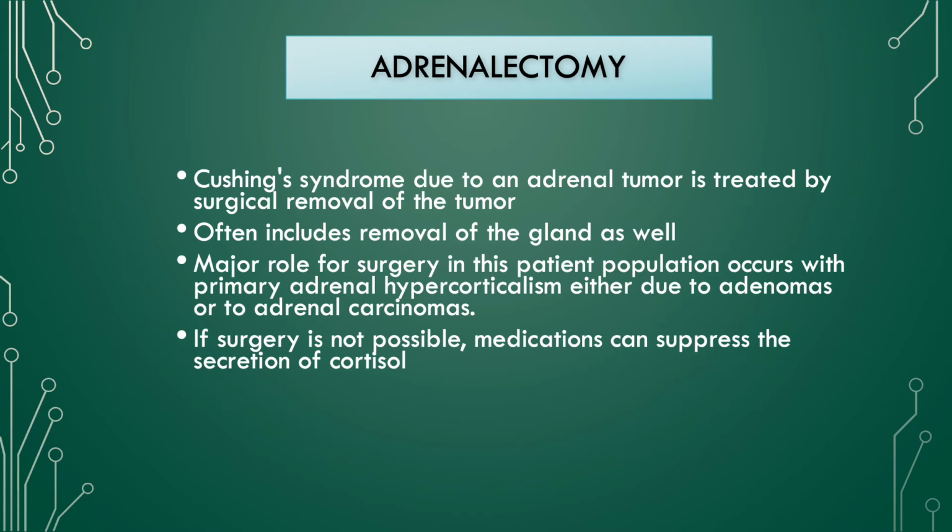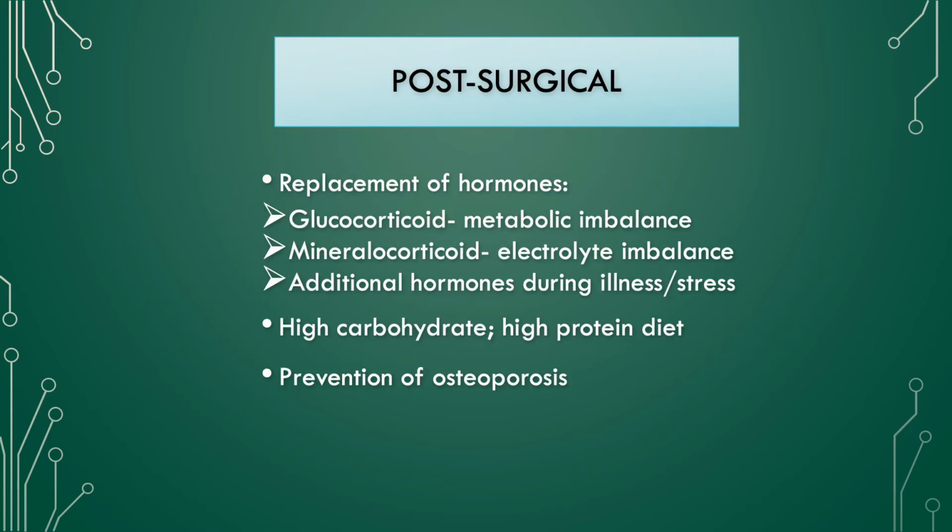Cushing's syndrome due to an adrenal tumor is treated by surgical removal of the tumor, which often includes removal of the gland as well. The major role for surgery in this patient population occurs with primary adrenal hypercortisolism, either due to adenoma or to adrenal carcinoma. If surgery is not possible, medications can be used to suppress the secretion of cortisol.